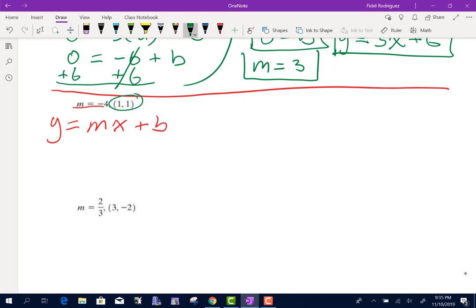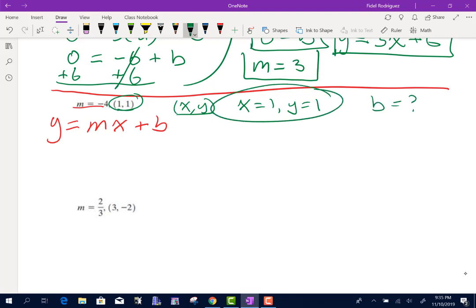Because my points are always in the form x and y, that's telling me that x is equal to 1, y is equal to 1. The only thing I don't know at this point is the letter b. So let's start filling in the blanks. Where the letter y used to be, I'm going to write the number 1, equals m, which I already know to be -4, times x, which is also the number 1, plus b. So this is 1 equals -4 times 1, which is -4, plus b.